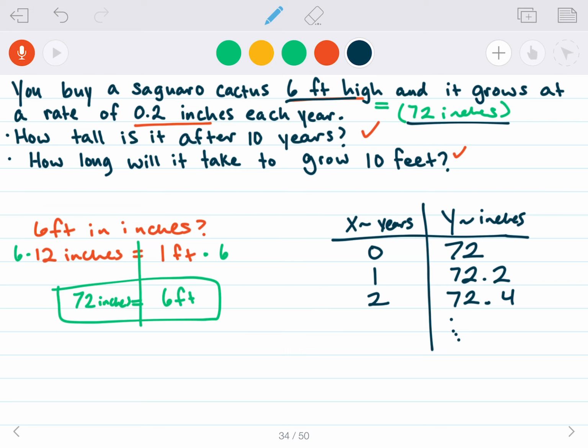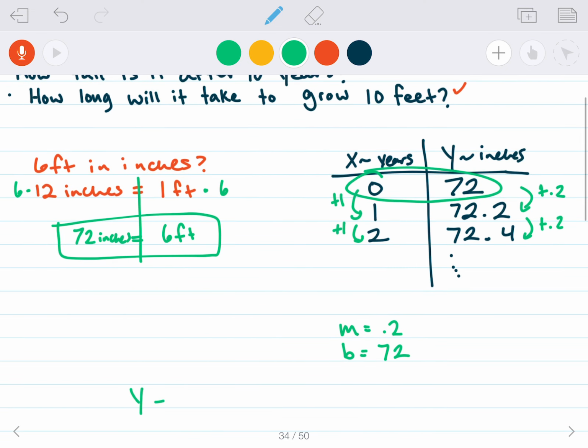At this point, we can make an equation, because all we need to make an equation is the slope and the y-intercept. So what's our slope? Well, our slope is that constant rate of change per year. So as we're increasing by a year, how much are we increasing for y? Well, we're increasing by 0.2, right? So m is going to be 0.2, and b is the starting amount, how tall the cactus was, and that's 72. So our equation is y equals 0.2x plus 72.